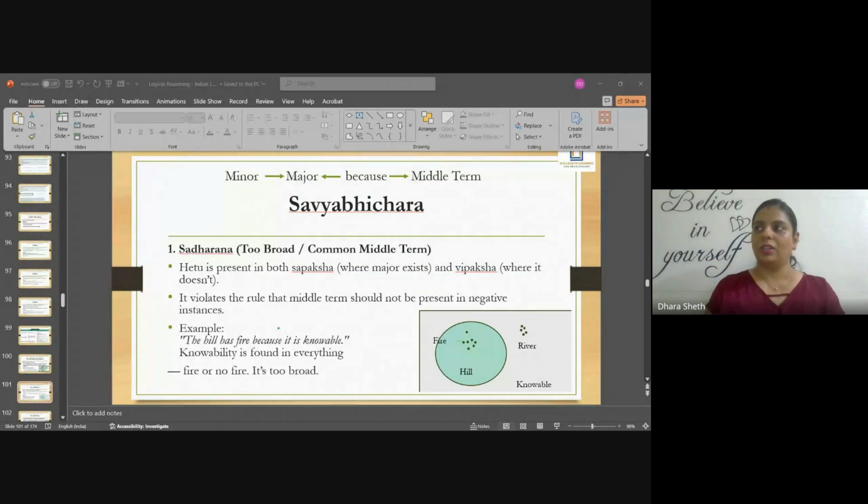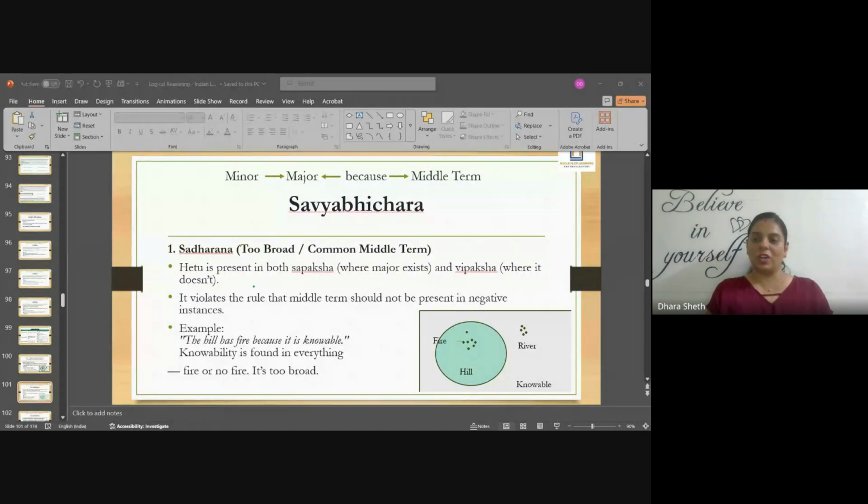If there is smoke, there has to be fire. But if there is no smoke, did I say something wrong? Yeah. If there is no smoke, you cannot directly infer that there is fire. Your reason is not valid. So in this case, because river is also knowable, this is a very broad middle term. Too broad or common middle term, sadharan. Clear with this? The hill has fire because it is knowable.